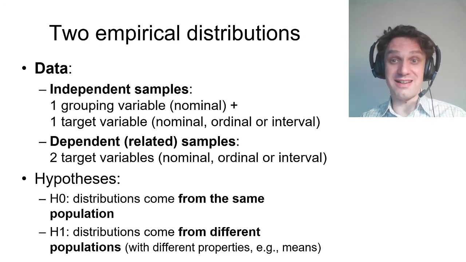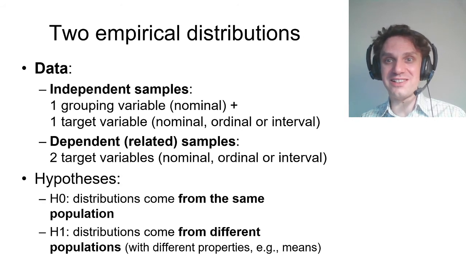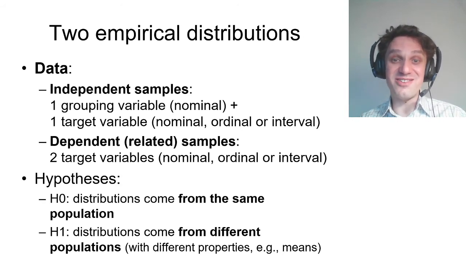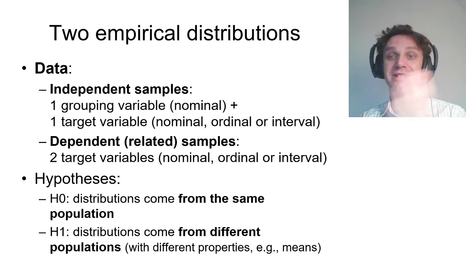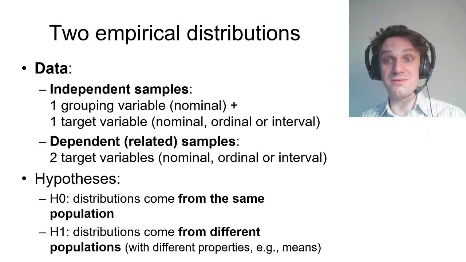So if you have a significant p-level, then you can reject H0 and you can say that there are statistically significant differences between these two distributions.